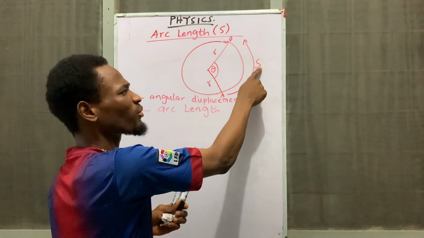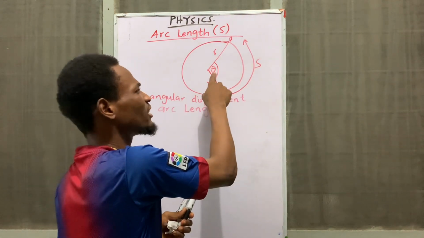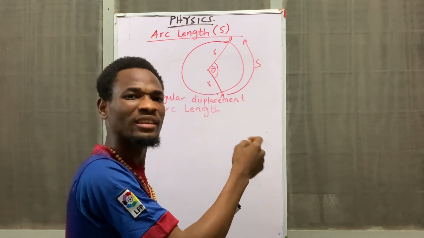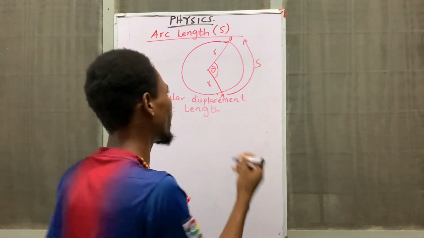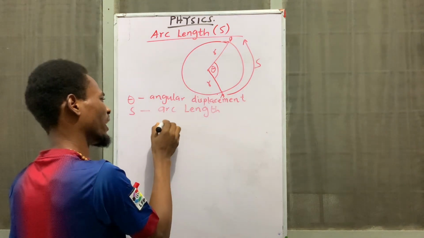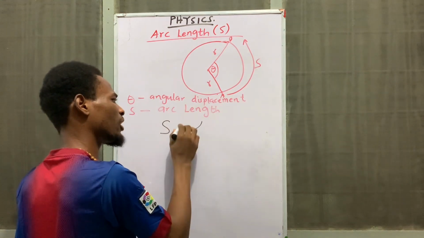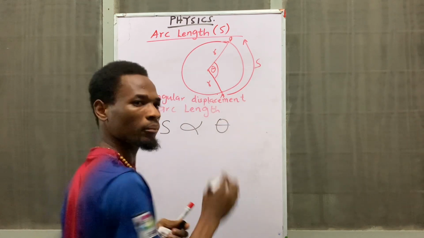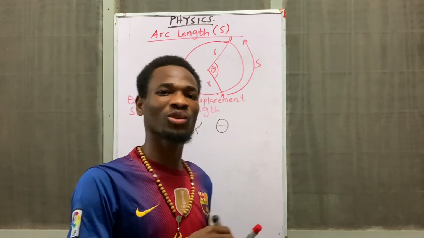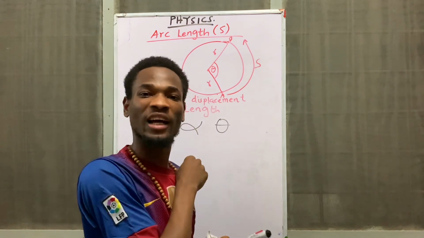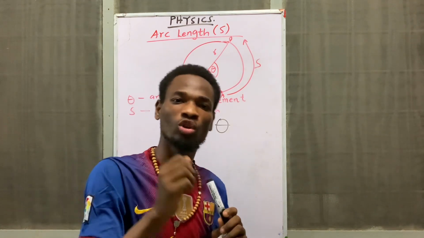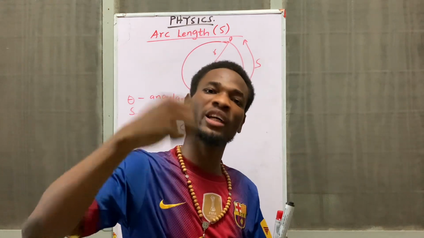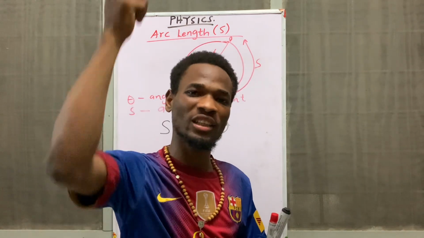So because when S increases, theta also increases, or when theta increases, S will increase, that means this is direct variation. And we say that S is directly proportional to the angle theta over here. And you know that you cannot work with the proportionality sign unless you change the proportionality sign to an equal to, then you replace it with a constant of variation.